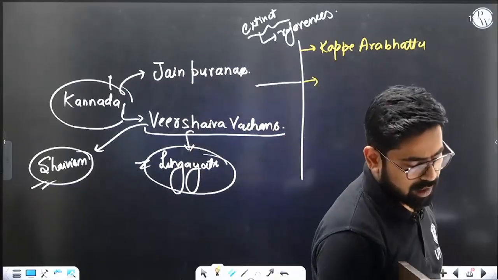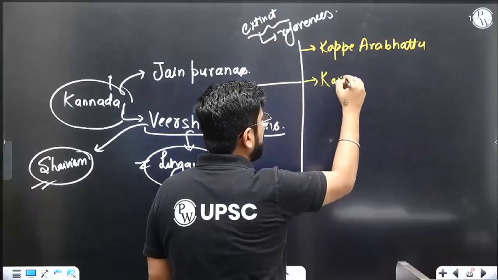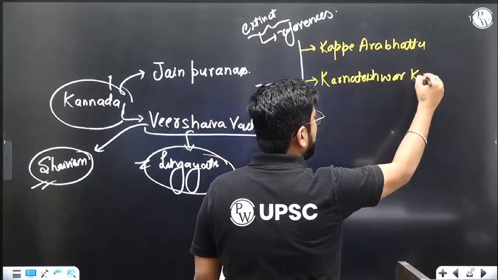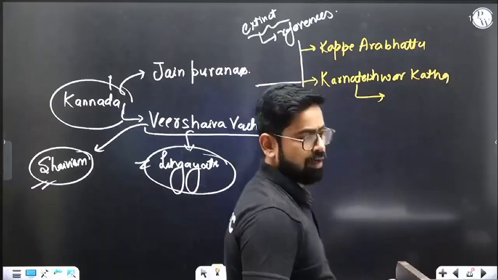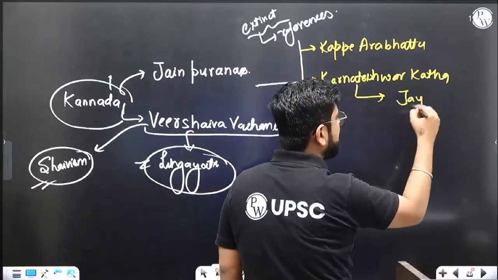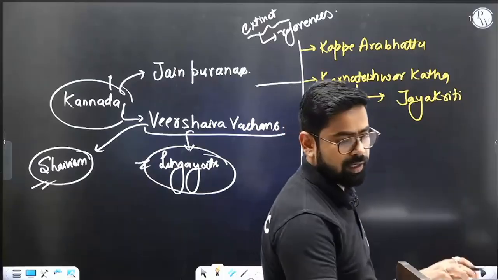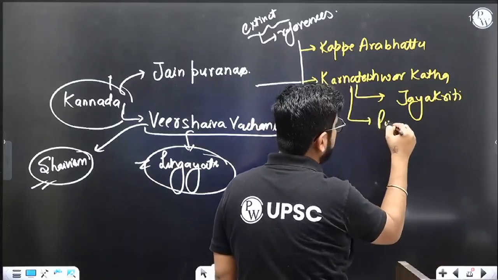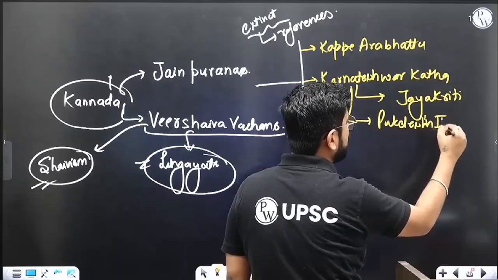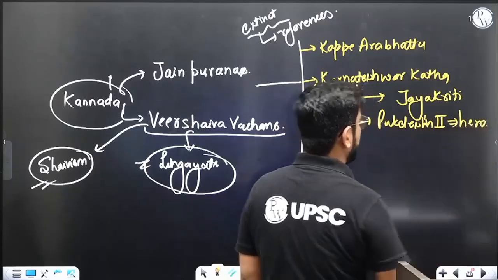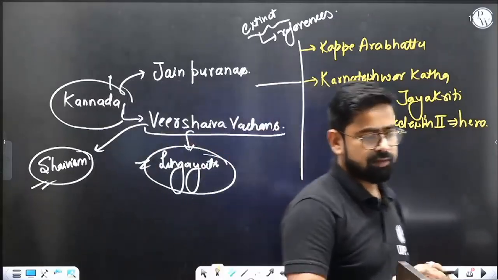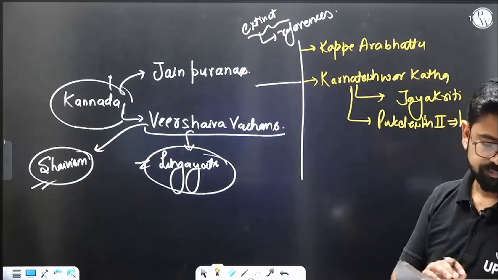Second we have your Karnateshwar Katha. We don't have this book now, but this book is being quoted, referred by Jayakirti. So later writer talks about this book, Jayakirti. Right. And this book is from Pulkesin II period. And in this book, this is the story of Pulkesin II. Basically, Pulkesin II is the hero here. Right, Karnateshwar Katha. Then there is Shyamakundacharya.